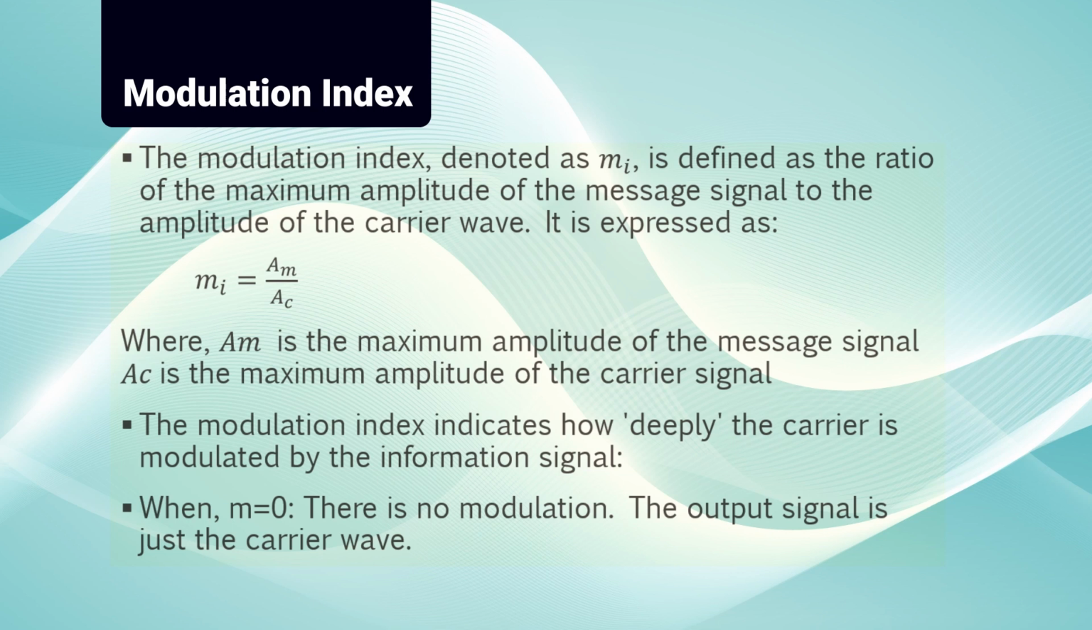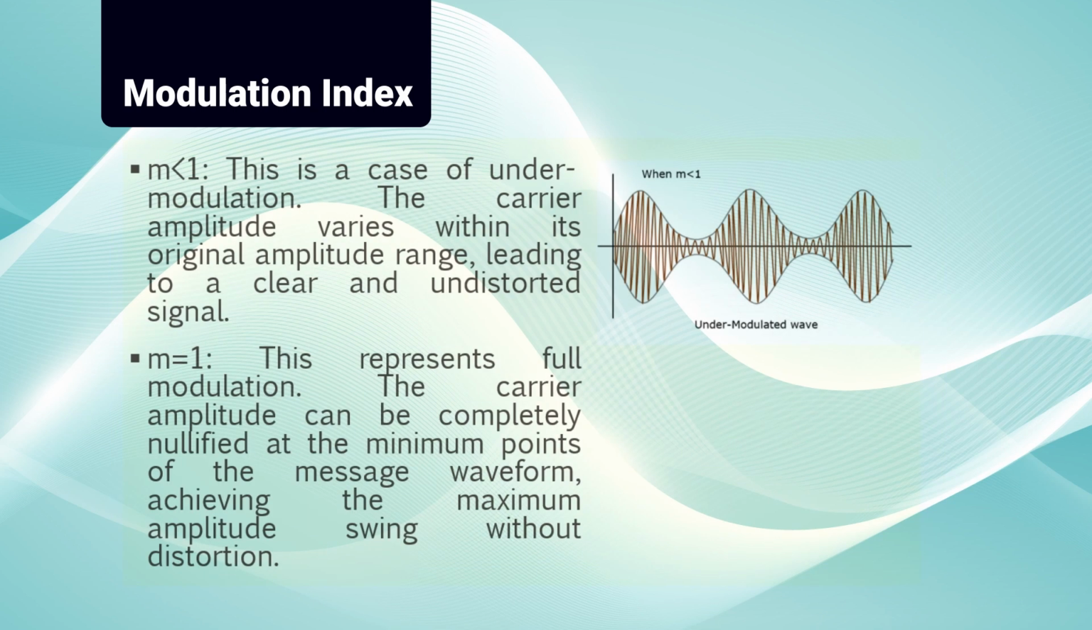Depending upon the value of the modulation index, we can categorize it into 3 categories. When the modulation index is equal to 0, there is no modulation and the output signal is just the carrier wave. Now, the first category is when the modulation index is less than 1. This is the case of undermodulation. The carrier amplitude varies within its original amplitude range, which gives a clear and undistorted signal, represented by this figure.